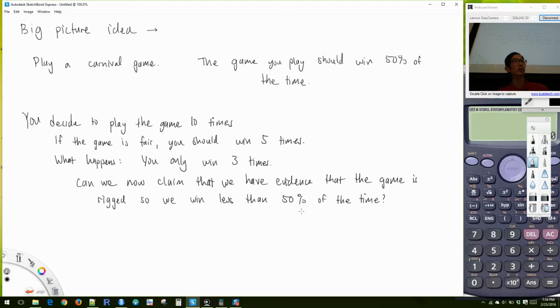Does it prove that the game is not rigged though? No, it doesn't. The fact that I got 3 wins out of 10 doesn't prove that the game is rigged, but it also doesn't prove that the game is fair either. You only played it 10 times, so there's not a whole lot you can say. So the answer here would be no. We could have just been unlucky, right?